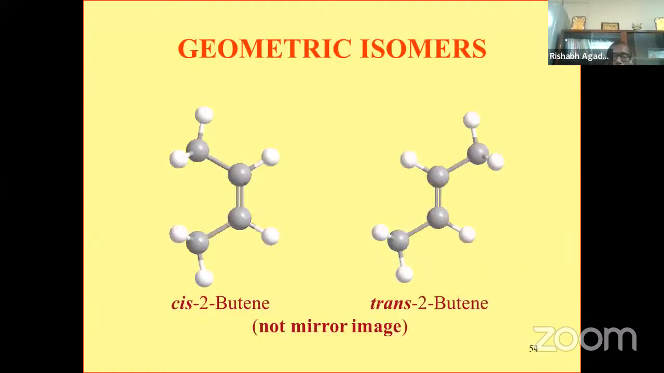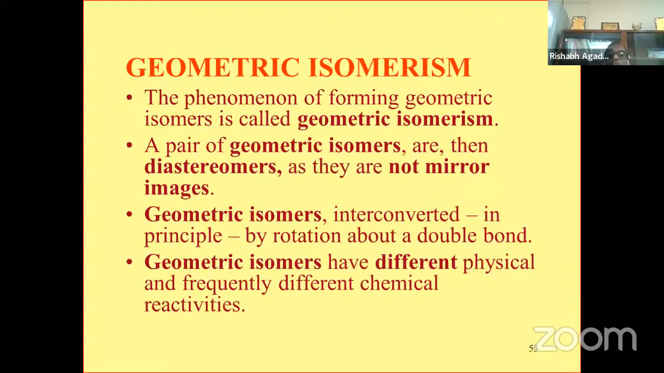So that simple it is, how that model will be looking, the stick ball model. And based on that, the phenomenon of forming these isomers will be called geometric isomerism. And a pair of geometric isomers are then diastereomers, as they are not mirror images, and geometric isomers are interconverted in principle by rotation about a double bond. And geometric isomers have different physical and frequently different chemical reactivities. So that will again govern the stability testing.